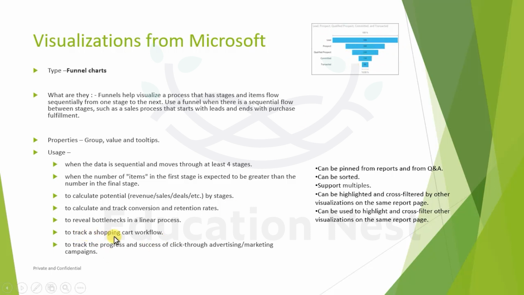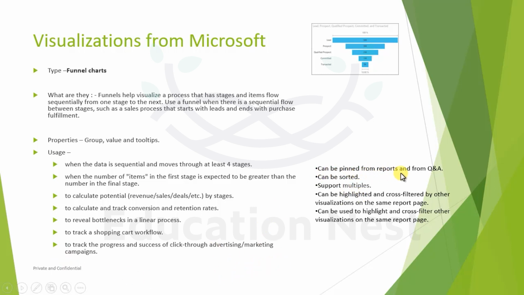To track a shopping cart workflow, this is an example. Shopping cart workflow has many stages, such as how many people are on the web page, how many people have a value in the cart, how many people are adding more values, how many people have completed the transaction, how many people did not complete the transaction. Something of that sort can be taken care of with this funnel. It is also used to track the progress and success of click-through advertising, like in the Google Ads configuration manager.